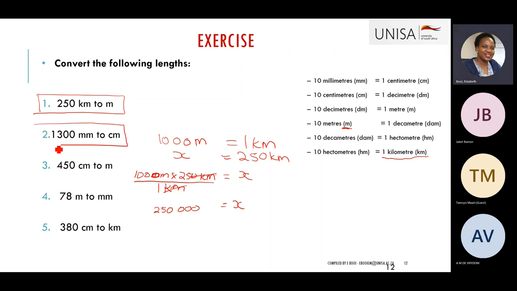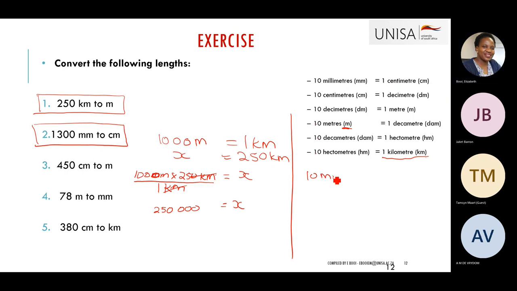Let's look at number two, where it says we need to convert from a smaller to a bigger. Now, since we're moving from small to bigger, we will have to divide by tens. So how many? We know that there are 10 millimeters, which are equivalent to 1 centimeter. And here we have 1,300 millimeters, and we need our X, which will be our centimeters.